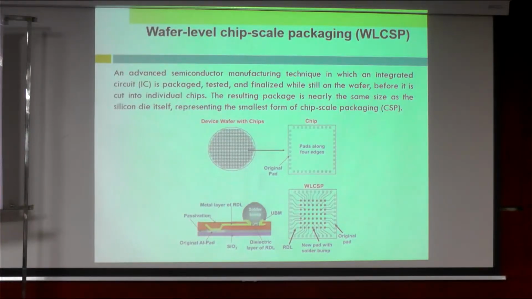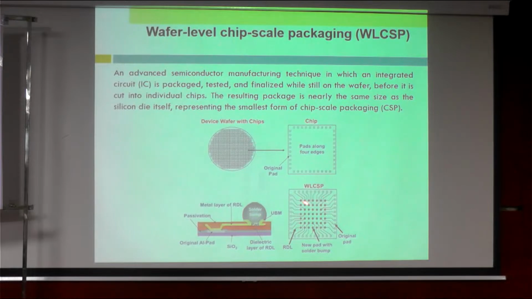Next is wafer level chip scale packaging. It's an advanced semiconductor manufacturing technique in which an integrated circuit is packaged, tested, and finalized while still on the wafer before it is cut into individual chips. So this is the wafer, you design and fabricate a lot of chips here. Normally you might cut this into single chips, then integrate with your packaging. But now with this, you put on the package and dice it after you have packaged, with this kind of chip as well.